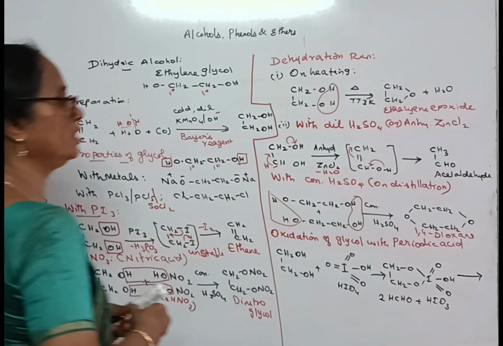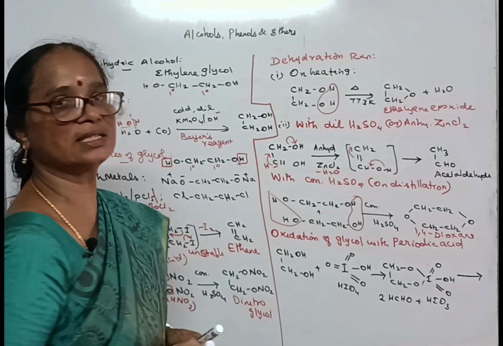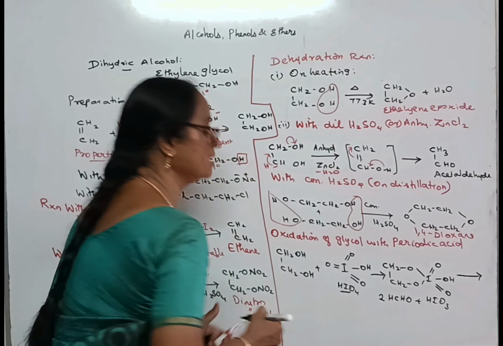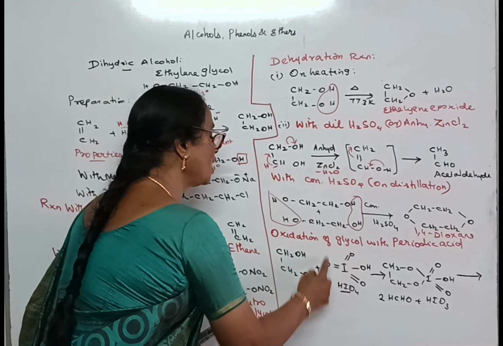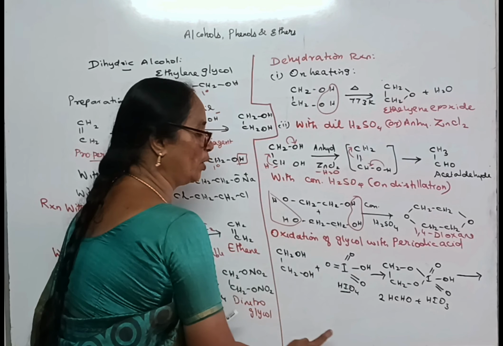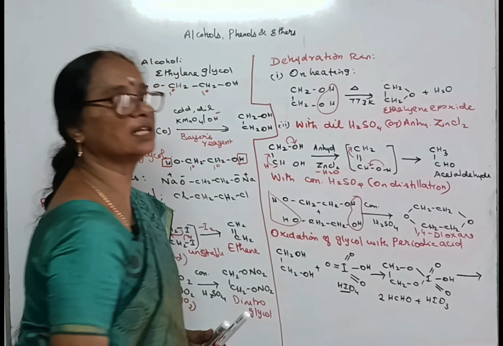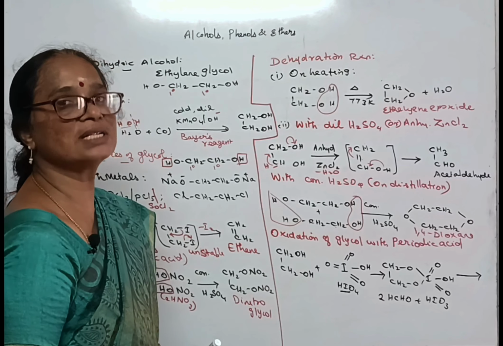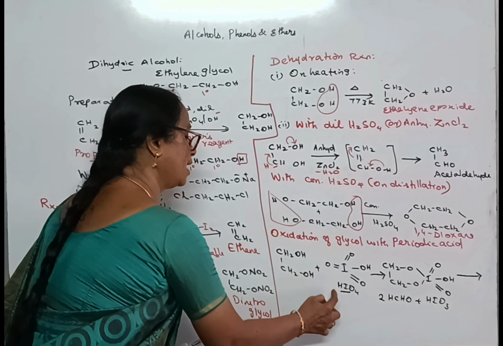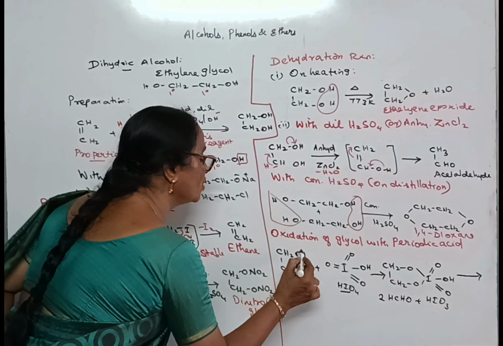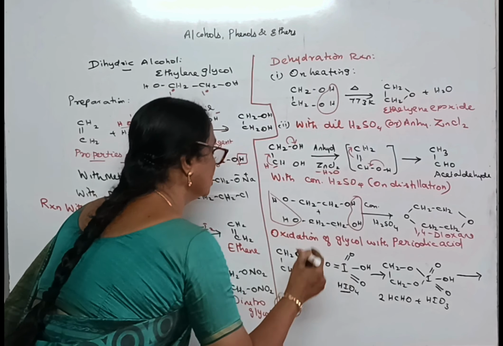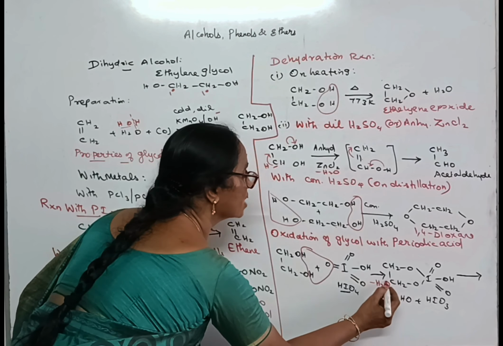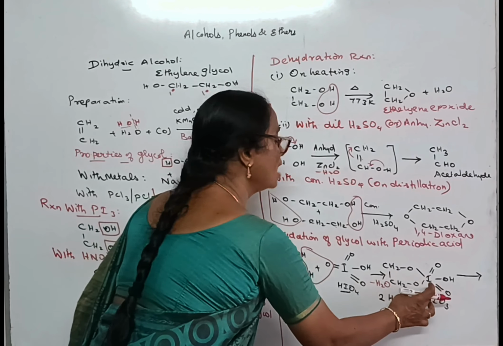Oxidation of glycol with periodic acid. The formula for periodic acid is HIO4. So 3 of the oxygen atoms are doubly bonded with the iodine and 1 more oxygen is present as OH. The presence of the OH group makes the compound acidic. In this case, one of the oxygens of the periodic acid reacts with the OH group of ethylene glycol and is left as minus H2O. So we are getting an adduct.